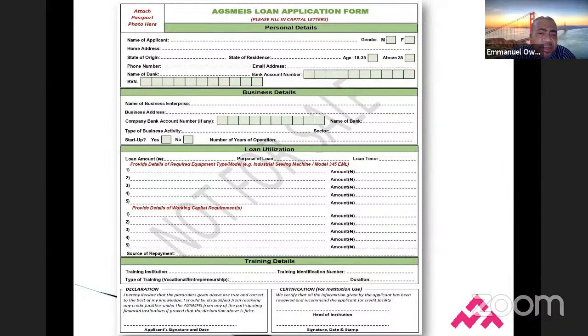So the details of the equipment that you want to buy, this is where we have so many of our people, but we thank God for our officers who are always ready to assist you.